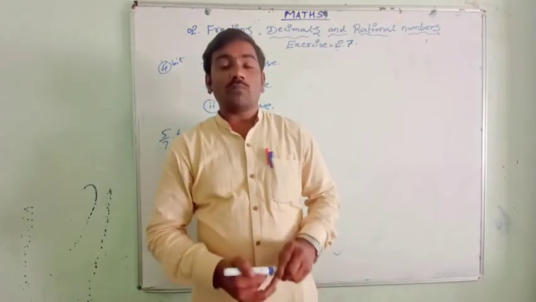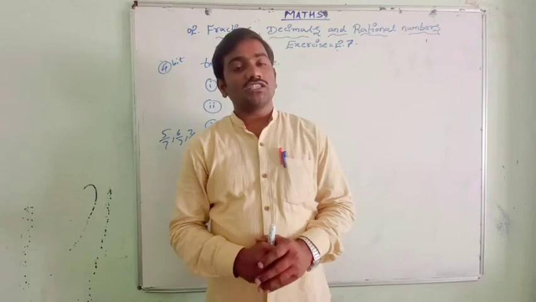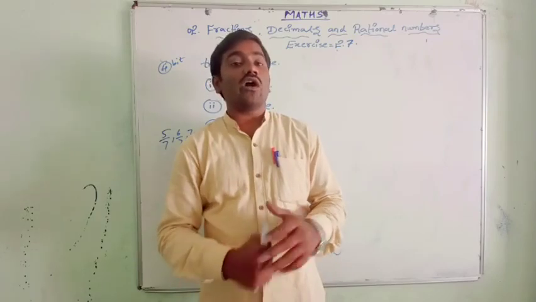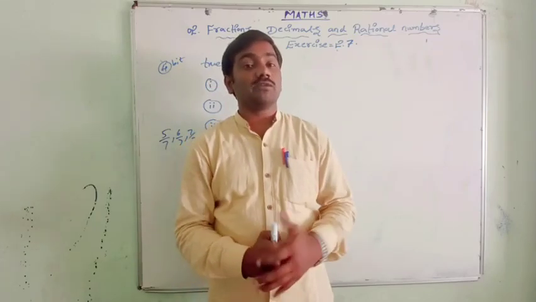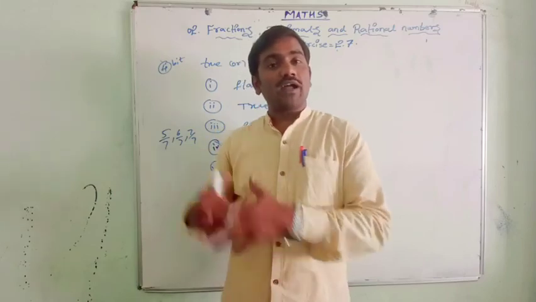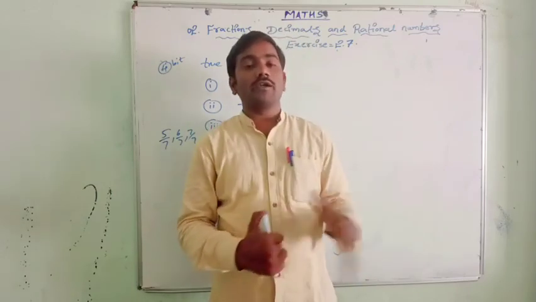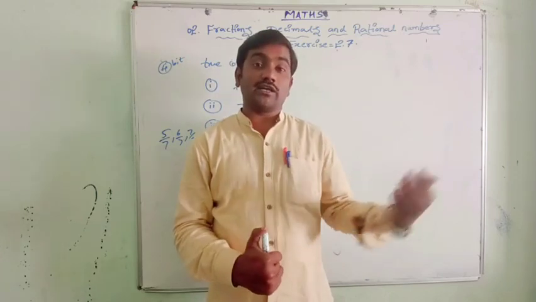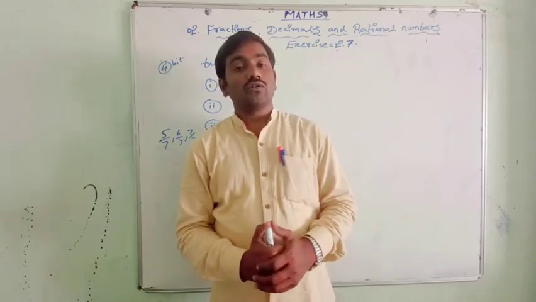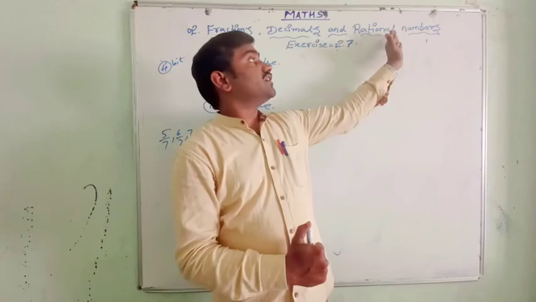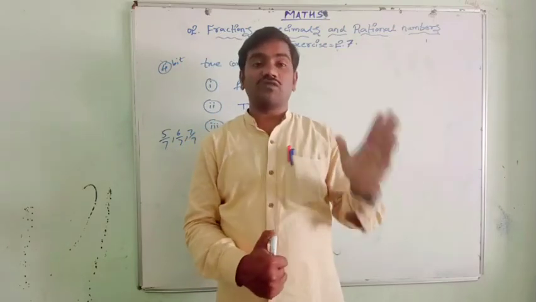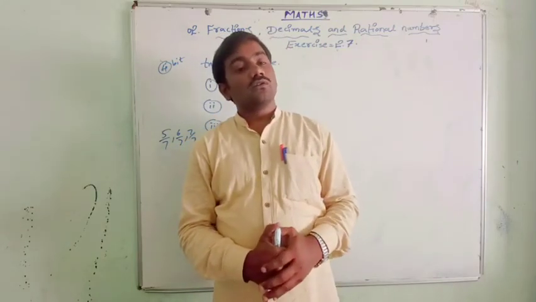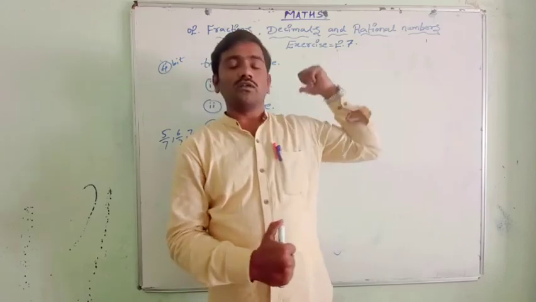With this our chapter is completed. The second chapter is completed. In my next video I will explain the third chapter, simple equations. Till that time practice this chapter properly, so that you get good knowledge about fractions, decimals and rational numbers also. In the 8th class we will learn about rational numbers completely. That is the first chapter. Rational numbers are helpful till 10th class.